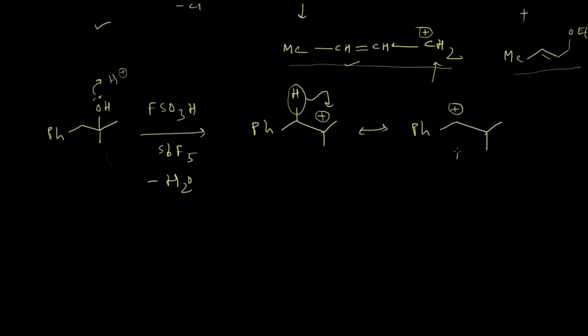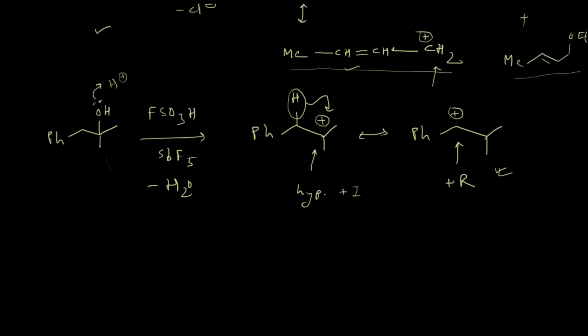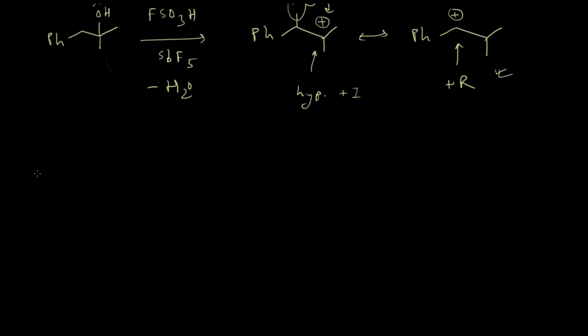We can see that this carbocation is getting stabilized by the plus R effect of the phenyl group, whereas in this carbocation the stabilization is only coming from the hyperconjugation effect and the plus I effect of the methyl groups or the alkyl groups. So it is obviously more stable. So it is an example of 1,2 hydride shift. Now let me give another example where the carbon skeleton is getting changed.